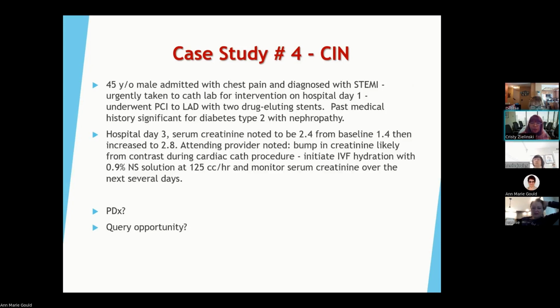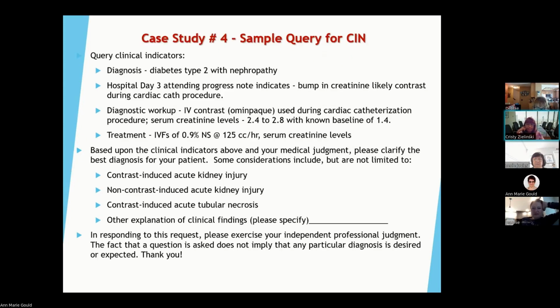Did the doctor document AKI? No. Okay, so that's why we need to. So we need the creatinine bump. And we already have type 2 diabetes with nephropathy as well. There you go. So we're good with that one. Very good. Okay. And that's the sample query.